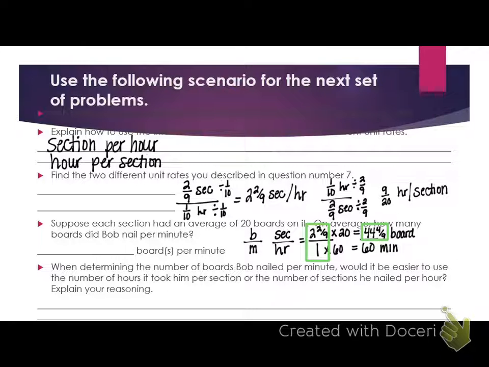And we know that 1 hour contains 60 minutes, so that's where our 60 came from here. Now we have a ratio set up with boards and minutes. If we wanted to figure out the number of boards per 1 minute, we would now divide by 60. And 44 4/9 divided by 60 will give us 0.740 repeating. And that is the same thing as 20/27.